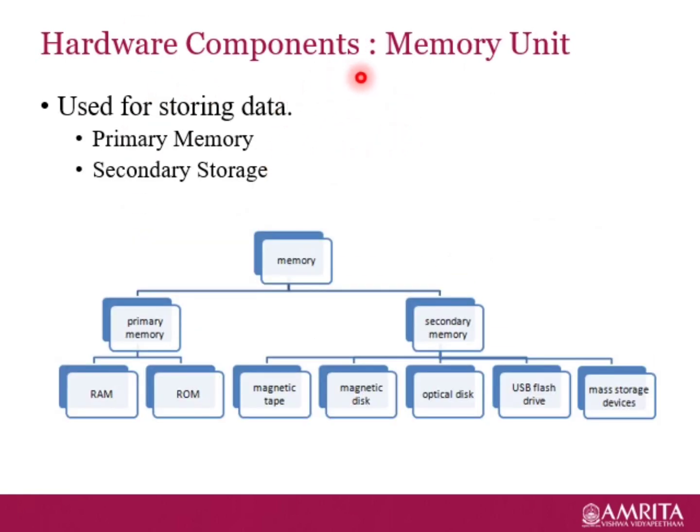Moving on to the hardware units corresponding to the memory unit, we have the primary memory hardware as well as the secondary memory hardware. The RAM and ROM are actually the primary memory hardware, whereas the magnetic tape, magnetic disk, the hard disk, the USB flash drives, these are all hardware components of a secondary storage device.